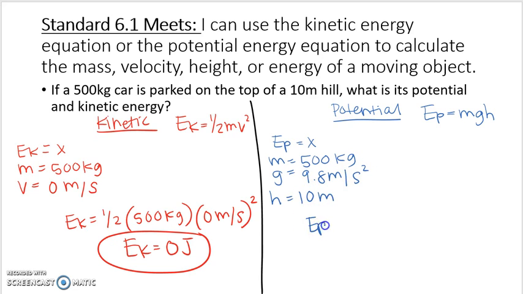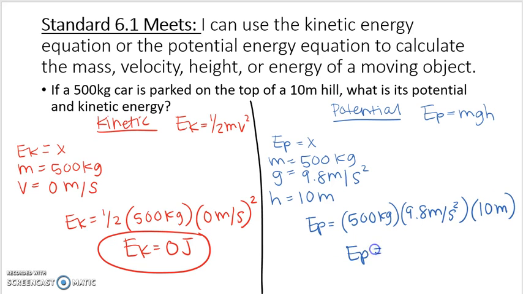If I plug variables in, 500 kilograms times 9.8 meters per second squared times 10 meters. I can plug that into my calculator, and I should get 49,000 joules.